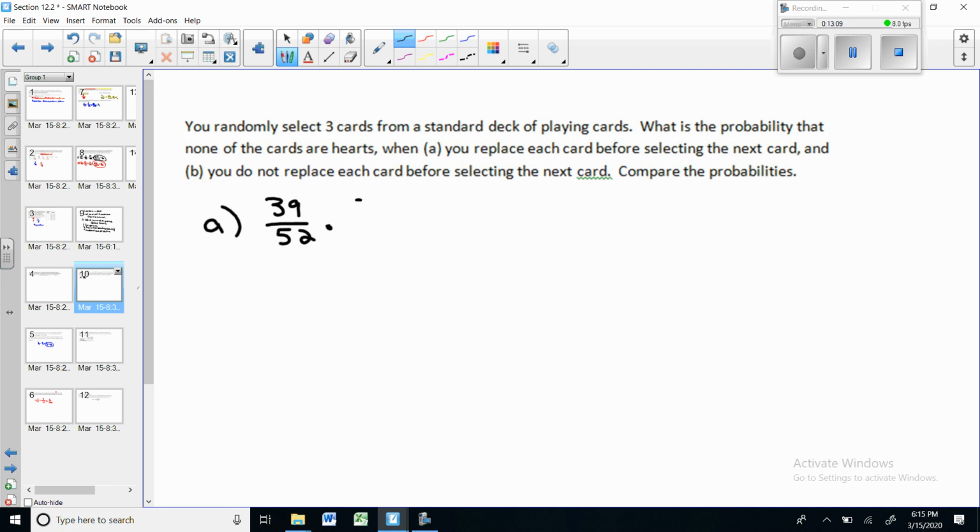Because I'm replacing the card each time, we know that 39 out of 52 is going to be our probability the whole way across. So when I take 39 to the third power, that gives us 59,319.